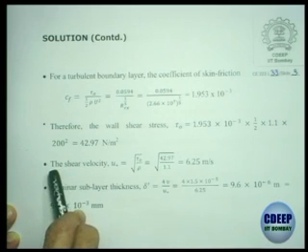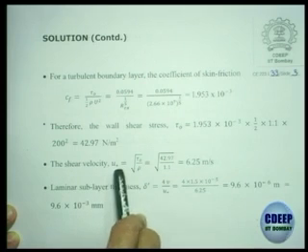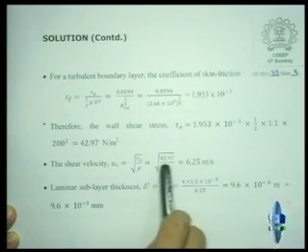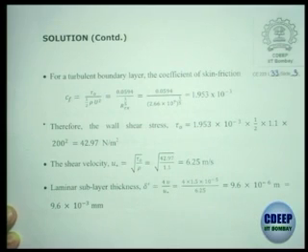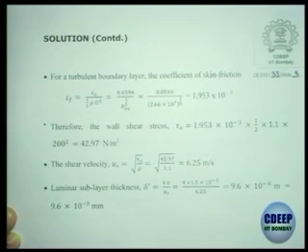Therefore, this is what you are looking for. Finally, shear velocity u star equals root of tau 0 by rho. This number here, rho is 1.1. It comes out as 6.25 meters per second.